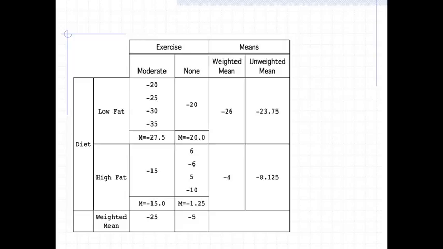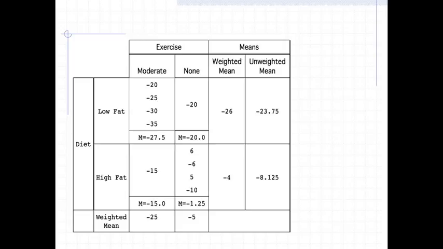One way to evaluate the main effect of diet is to compare the weighted mean for the low-fat diet, which is -26, with the weighted mean for the high-fat diet, which is -4. This difference of -22 is called the effect of diet ignoring exercise, and is misleading since most of the low-fat subjects exercised and most of the high-fat subjects did not. However, the difference between the unweighted mean of -23.75 and -8.25, which equals -15.5, is not affected by this confounding and is therefore a better measure of the main effect.